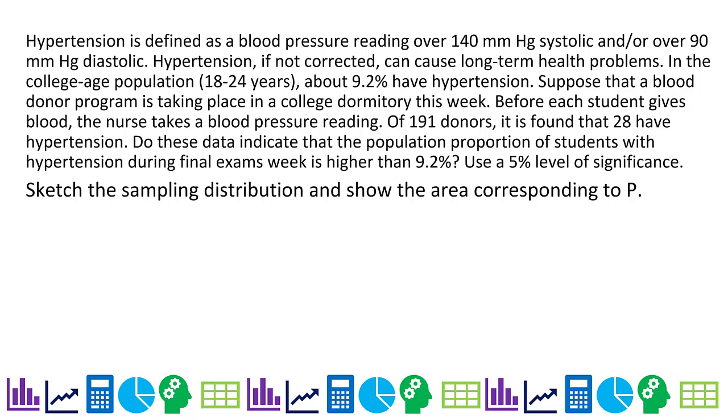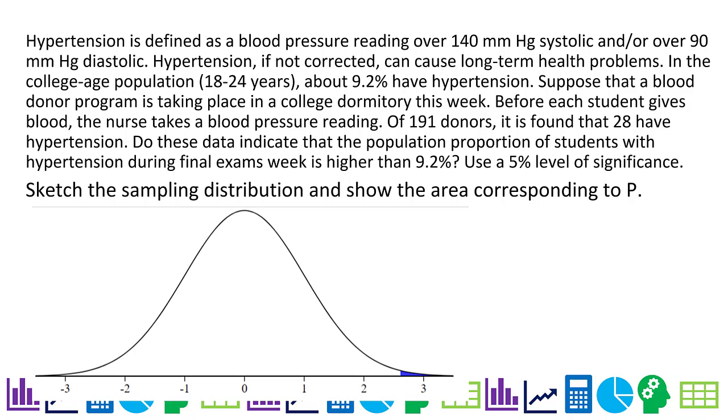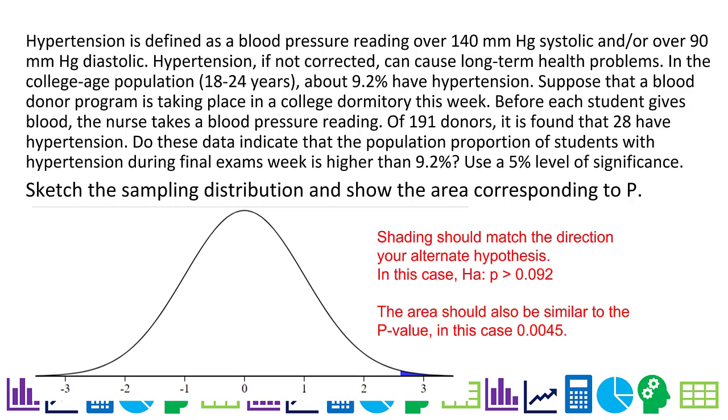Okay, sketch the sampling distribution and show the area corresponding to P. Well, we're going to have a normal distribution, and the shading should match the direction of your alternate hypothesis. Since the alternate says greater than 0.092, it should be shaded to the right, okay? The area should also be similar to the p-value. So 0.0045 is a rather small proportion, so it should be a very small area being sketched.